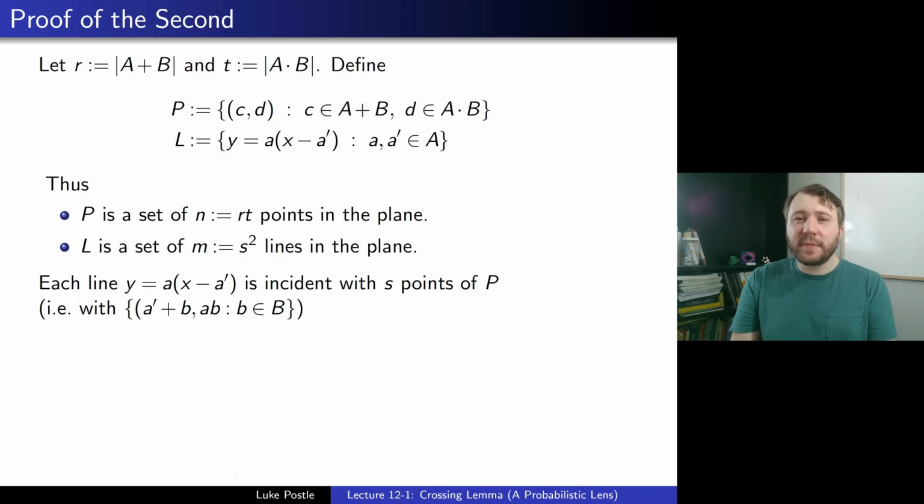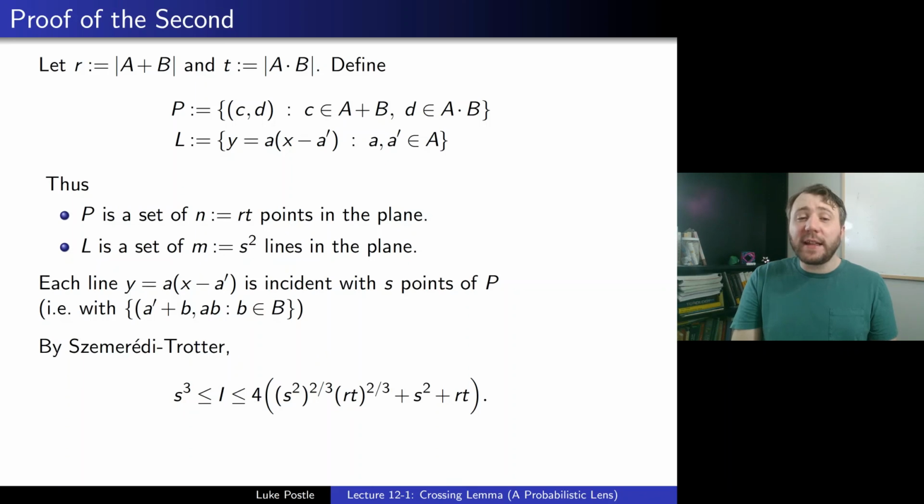We need some lower bound on the number of incidences, so I claim that this line y equals a times (x minus a prime) is incident with at least s points of P. Namely, if we take a prime plus b as our point, then when you subtract a prime, you get b, and you get ab as the other coordinate. So indeed, a prime plus b is in the sum set, and ab is in the product set, and that works for any b, and those are indeed different points. So each line is incident with at least s points.